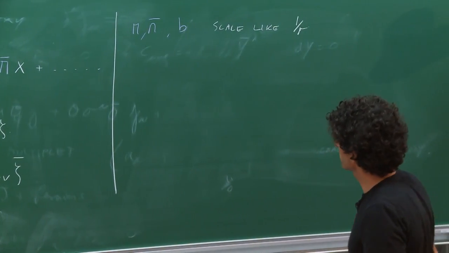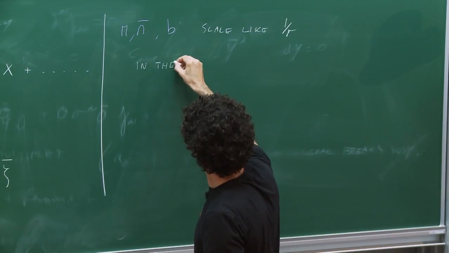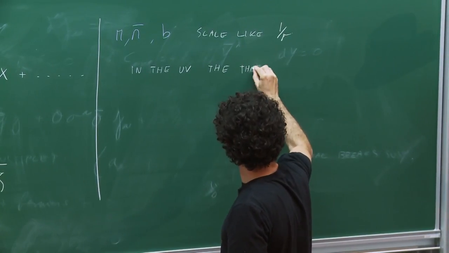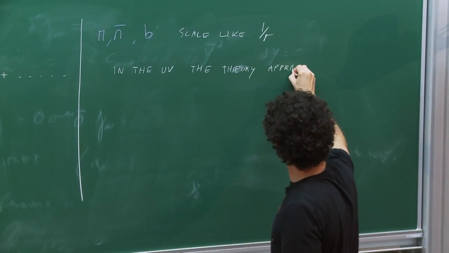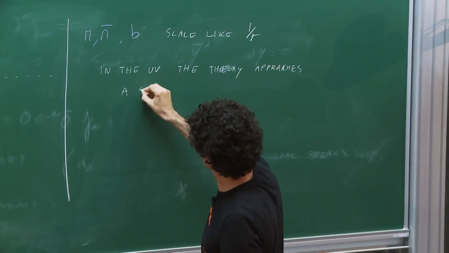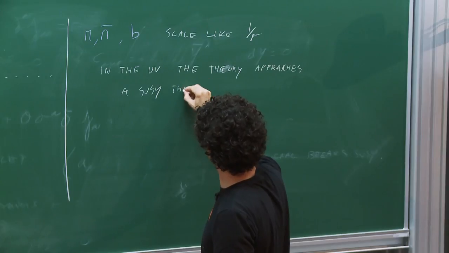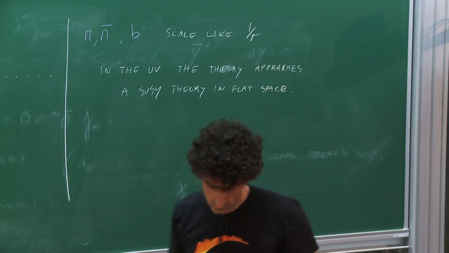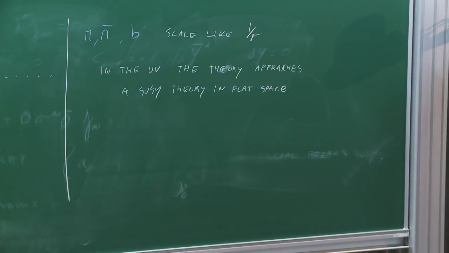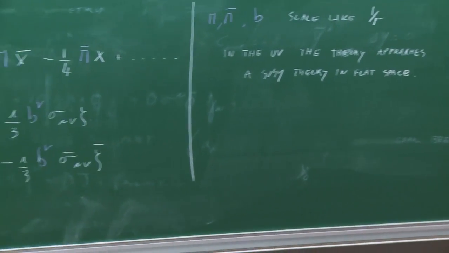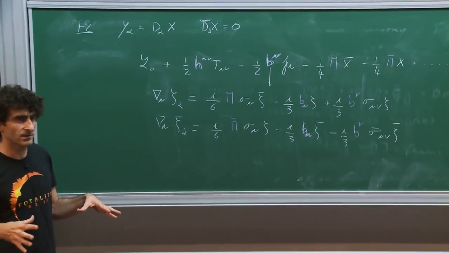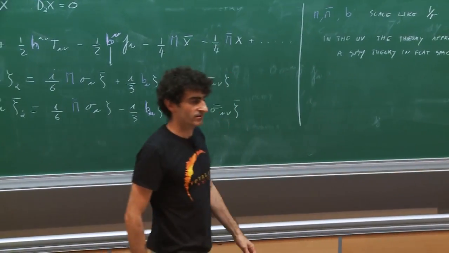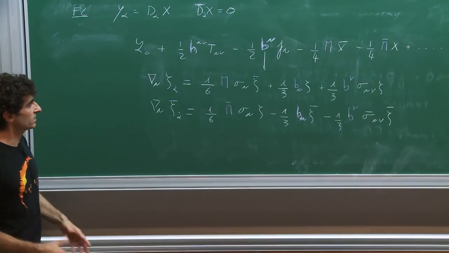So what that means is that in the UV, the theory that we wrote approaches a Susy theory in flat space, the original Susy theory in flat space. So by using this formalism, you are not going to obtain the deformations of the theory that you started with, which are present even in flat space. There are deformations of the supersymmetry of some theory that might be there even in flat space, and we are not going to obtain those in this way.